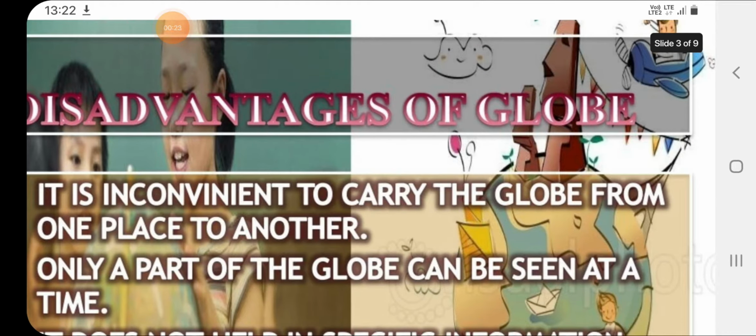Globes may be of varying size and type. Big ones cannot be carried easily. It is inconvenient to carry the globe from one place to another. The second important disadvantage is that only a part of the globe can be seen at a time.